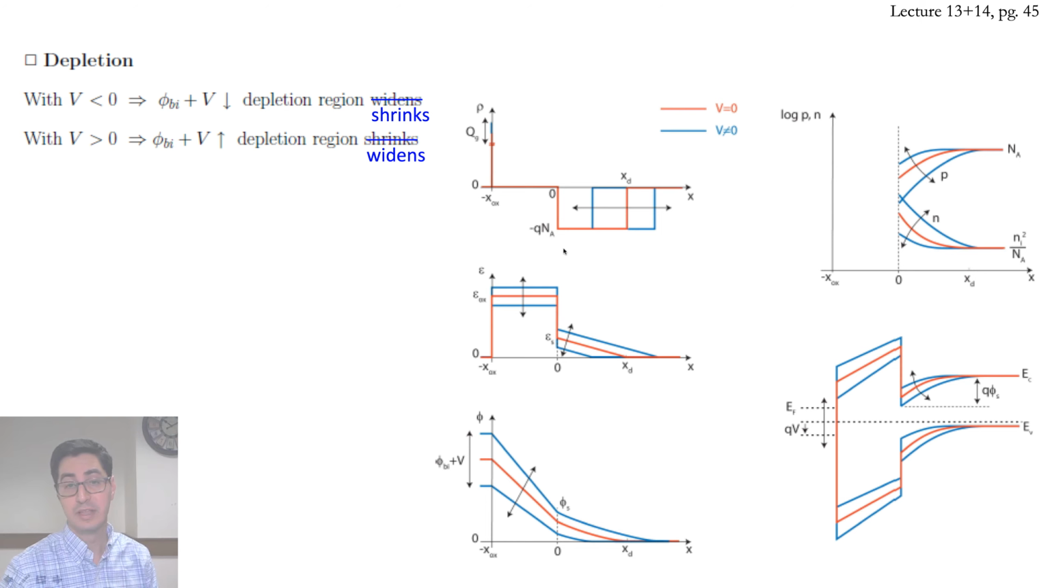We can integrate the electric field to get the potential down here. So here's our potential. As we go to a more positive bias, the total potential drop across the semiconductor is larger. And indeed, we have a larger surface potential in the semiconductor and a larger phi ox. Phi ox is the potential drop across the oxide.